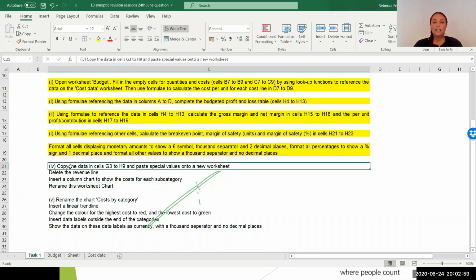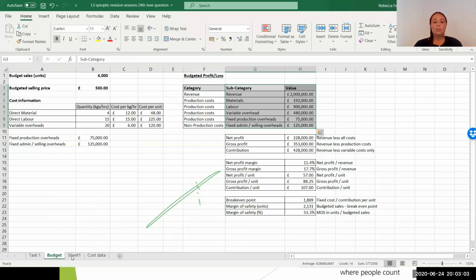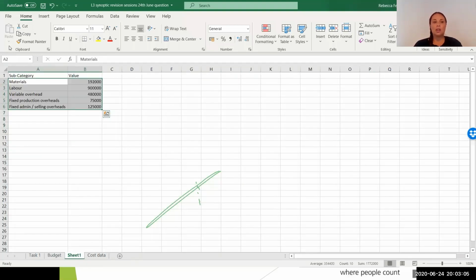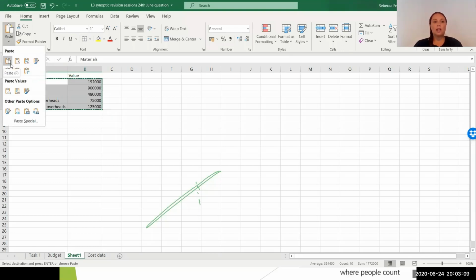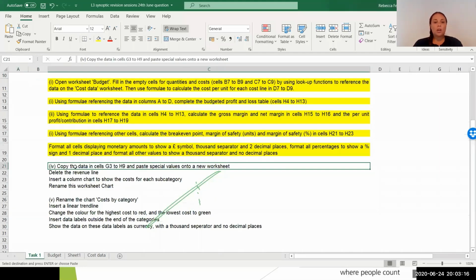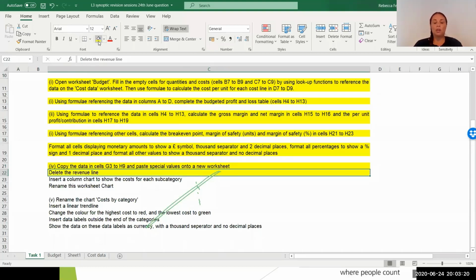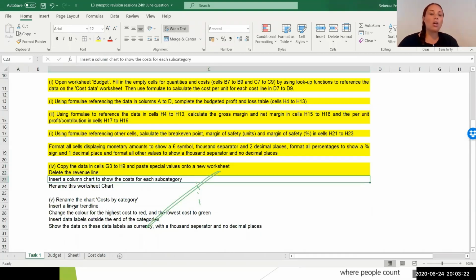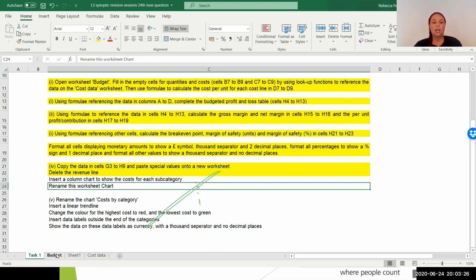So I've copied the data. If you wanted, you can just press paste, the normal one there. So I've pasted it as special values onto a new worksheet. I've deleted the revenue line, and I'm going to insert a column chart to show the cost for each category and then rename the worksheet.